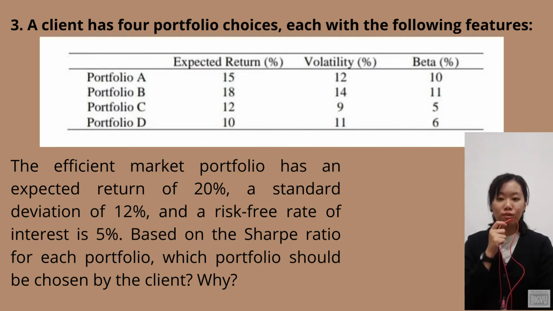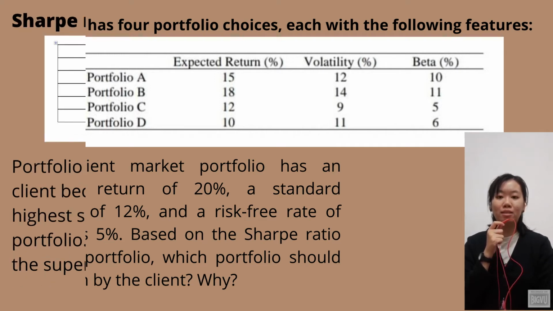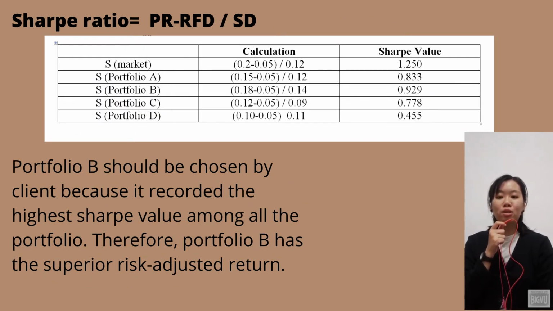The instruction of question 3 is to find the Sharpe ratio for each portfolio and identify which portfolio should be chosen by the clients. Hence, I will use the formula PR minus RFR divided by SD. After calculating all the Sharpe ratios, portfolio B should be chosen by the clients because it records the highest Sharpe value among all the portfolios. Therefore, portfolio B has the superior risk-adjusted return.